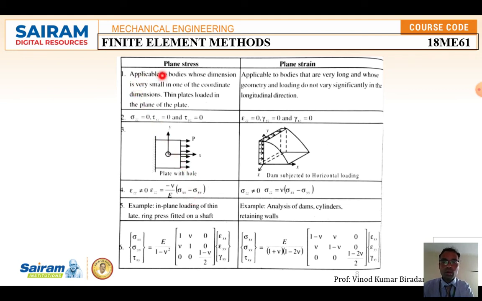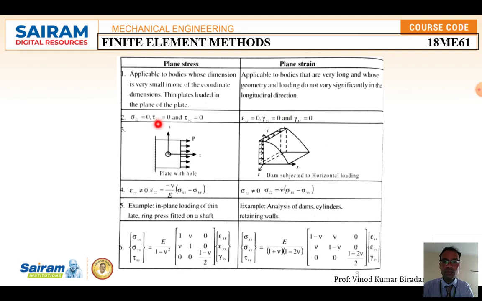So coming to the first, the plane stress. This is applicable to bodies whose dimension is very small in one of the coordinate directions, that is a thin plate loaded in its plane. While plane strain is applicable to bodies that are very long, whose geometry and loading do not vary significantly along the length. The best examples are a long strip, a long cylinder, or a ring fitted on a shaft. Those are examples for plane stress and plane strain.